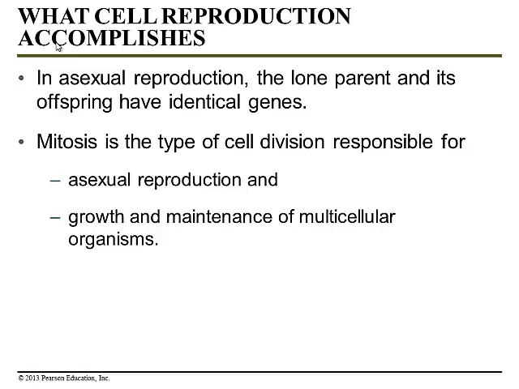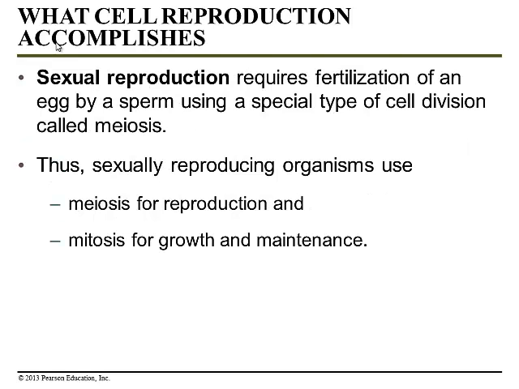So asexual reproduction has a single parent cell, and its offspring are going to be exactly the same. That process is mitosis, and it's a type of cell division responsible for that asexual reproduction and for the cells that you're reproducing as we speak. All those cells that you're losing off your skin, it doesn't mean that you're not going to have skin in a few more days, because you're constantly making more to come up and replace those dead and dying cells. So it's for growth and maintenance of us multicellular organisms.